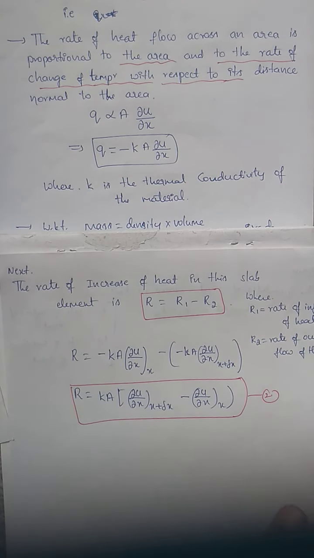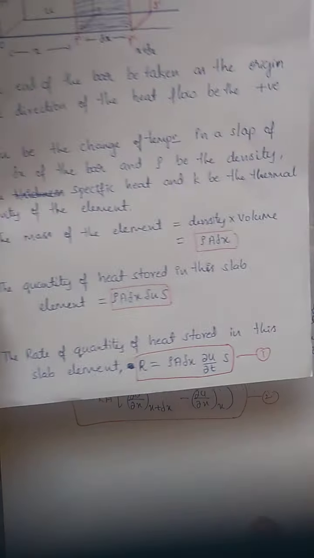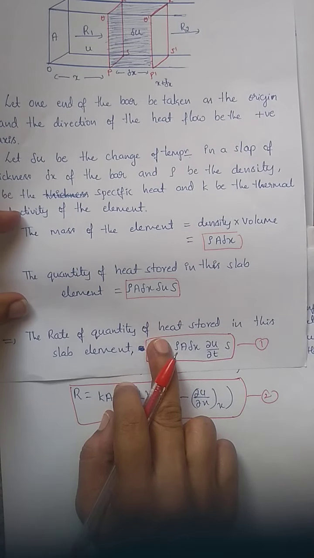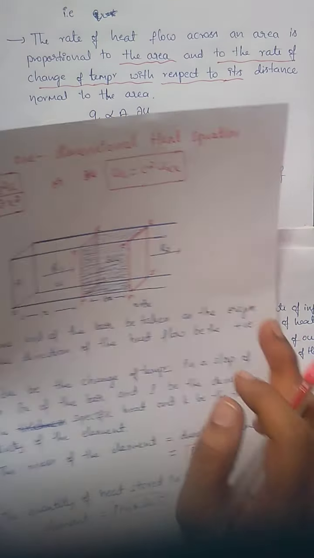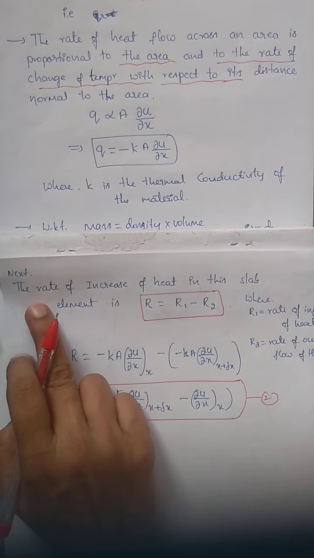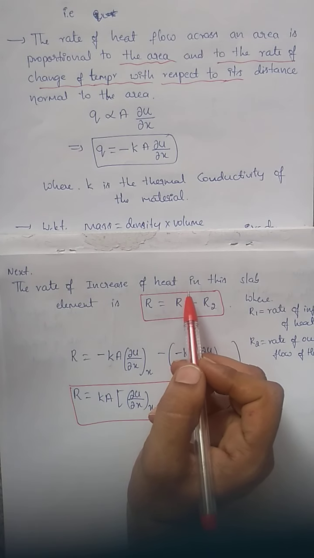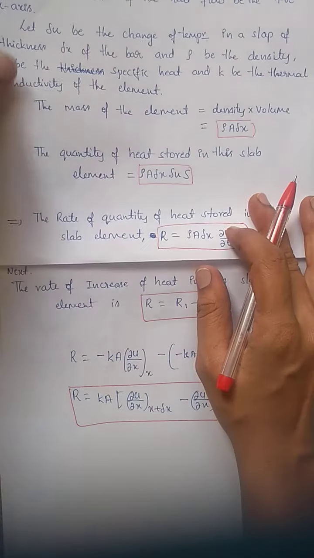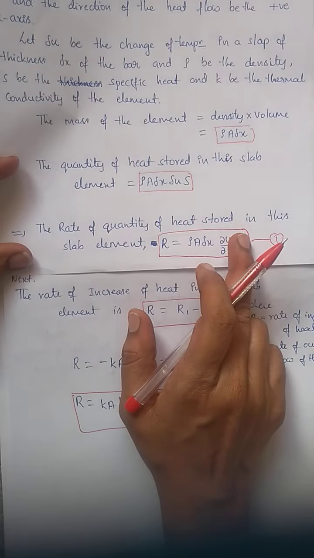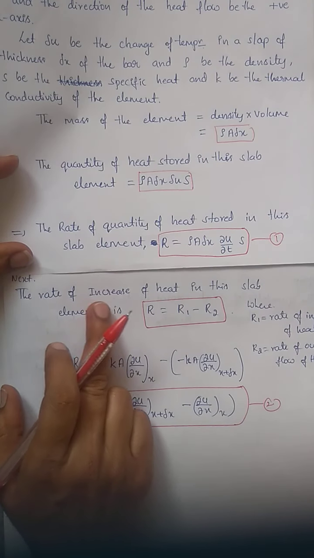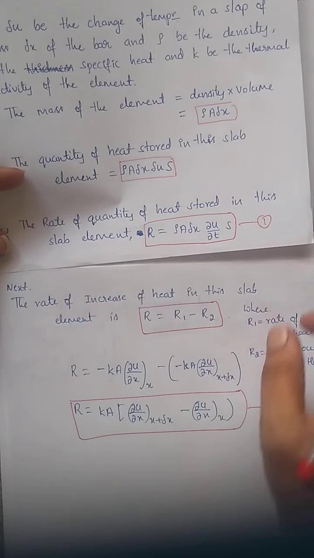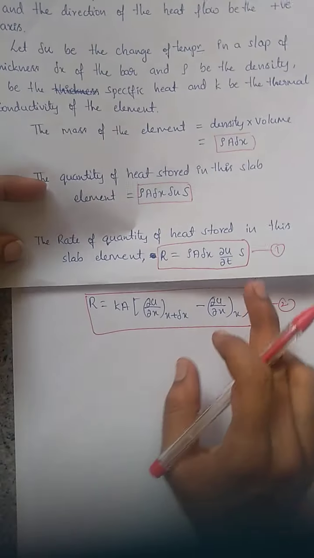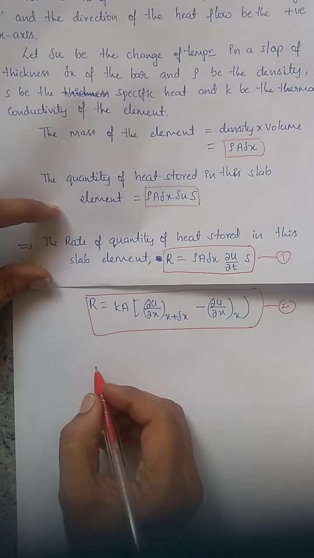Next, equations 1 and 2. Equation 1 is the rate of quantity of heat stored in this slab. Equation 2 is the rate of increase of heat in this slab. These two have the same meaning: the rate of heat stored in this slab or the rate of increase of heat in this slab. Therefore, equate equations 1 and 2.